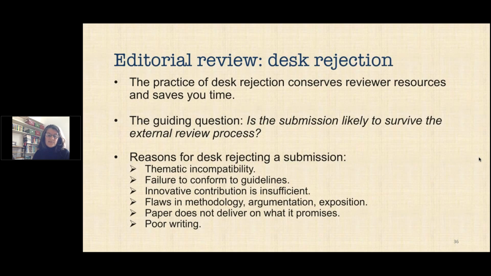It could be that the paper doesn't deliver on what it promised, or it could be that the manuscript is just technically in such bad shape that we wouldn't want to send it out for external review. So this is where making sure that the manuscript is written in grammatical English, that you've checked all of your typos, that things are well organized, no sentence fragments, matters, because even these things that you might think of as being quite separate from the intellectual content of your paper, they really do matter.